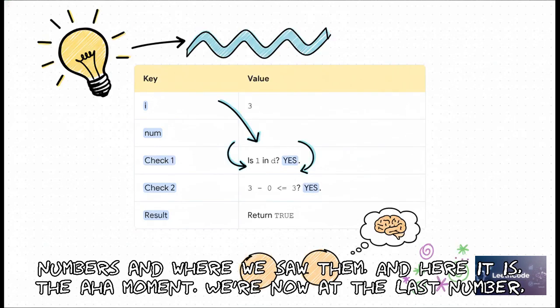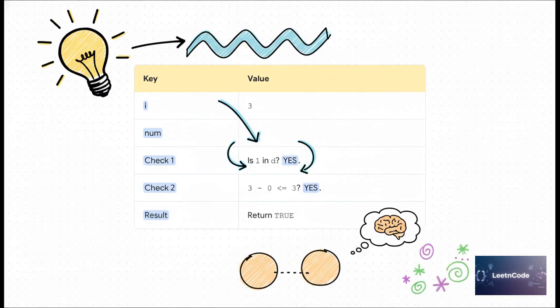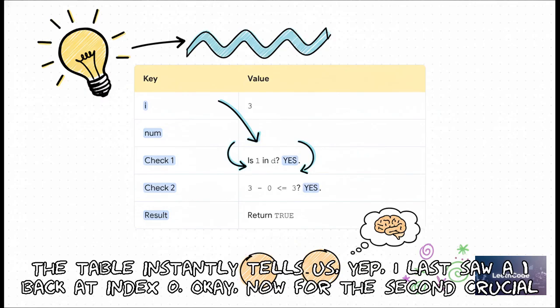And here it is, the aha moment. We're now at the last number, at index 3. The number is 1. So we ask our first question, is 1 in our hash table? Yes, it is. The table instantly tells us, yep, I last saw a 1 back at index 0.